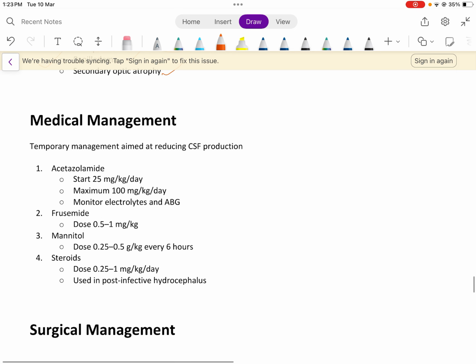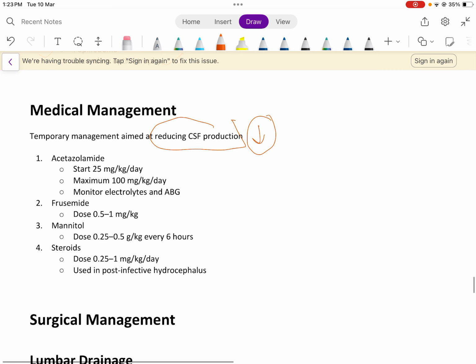Medical management, temporary management, is aimed at reducing the CSF production. How do you reduce the CSF production? With the help of drugs. So first you can use a carbonic anhydrase inhibitor like acetazolamide.